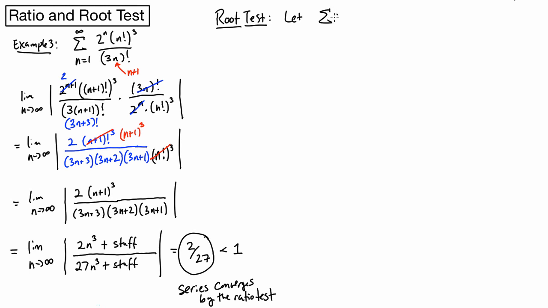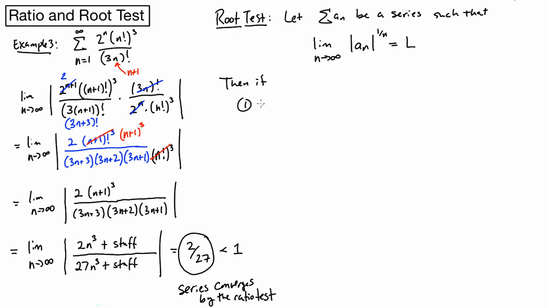Let's let the sum of a series be such that when I take the limit of the absolute value of the nth root of the series, I'm going to take the terms of the series and take the nth root of the terms. This is why it's called the root test, because you're taking the nth root of the series. If that limit of the nth root of the series equals L, then we have a couple of cases.